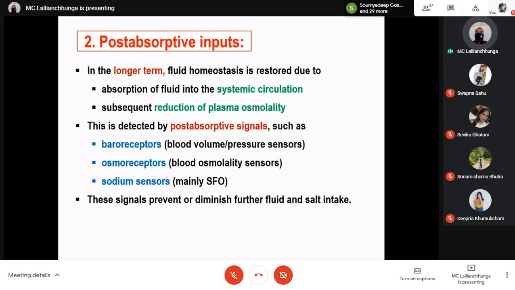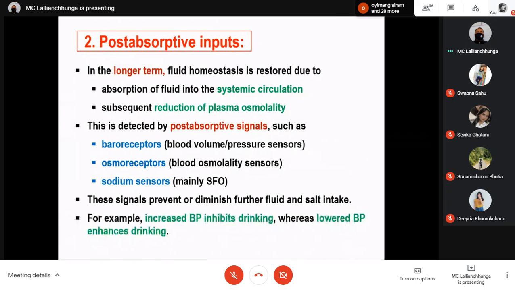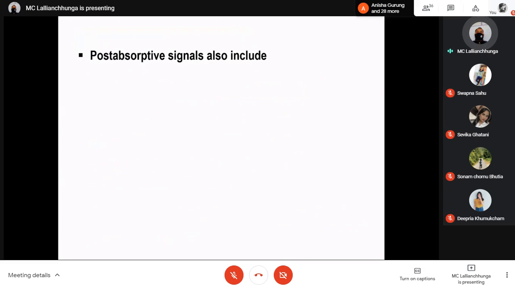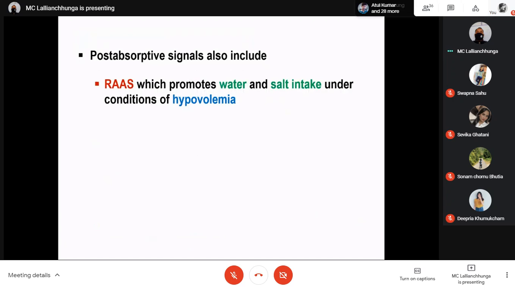So these receptors are important in preventing or diminishing further fluid and salt intake. When a sufficient amount of water has entered the bloodstream, these receptors are important in preventing further drinking of water. For example, increased BP inhibits drinking, whereas lowered BP enhances drinking. Post-absorptive signals also include the renin-angiotensin-aldosterone system, which promotes water and salt intake under conditions of hypovolemia.